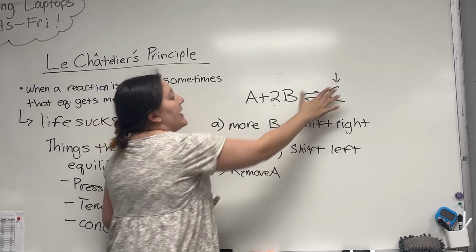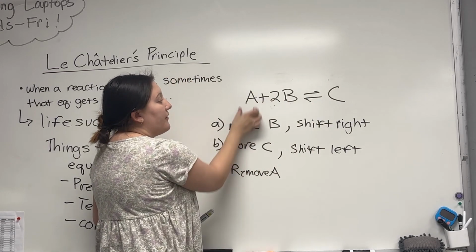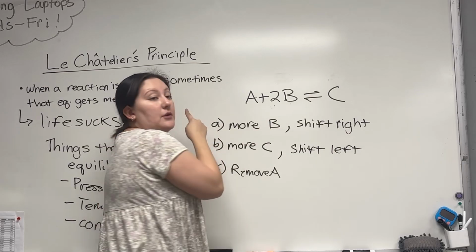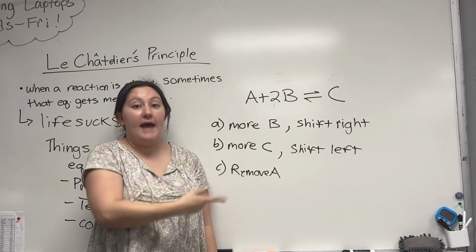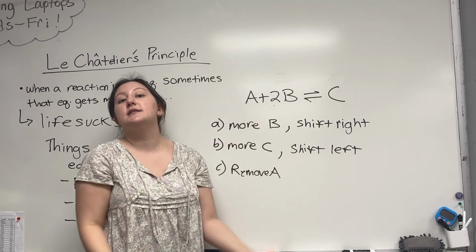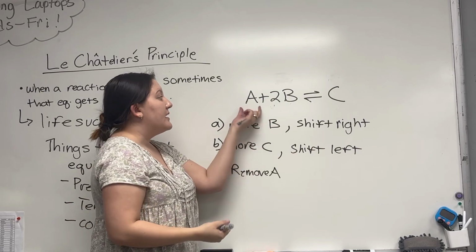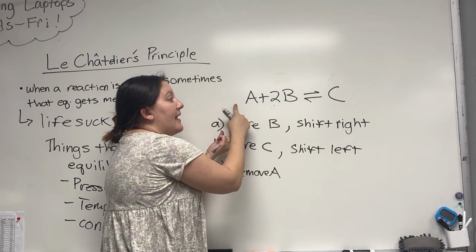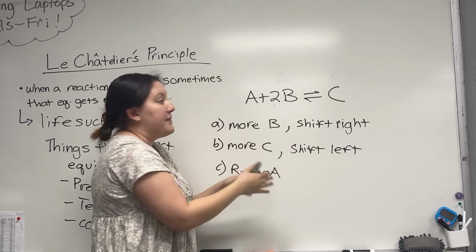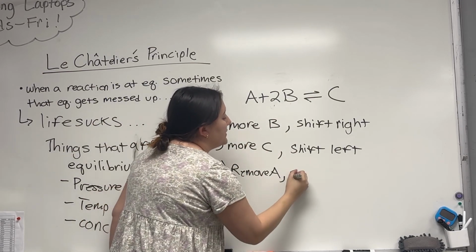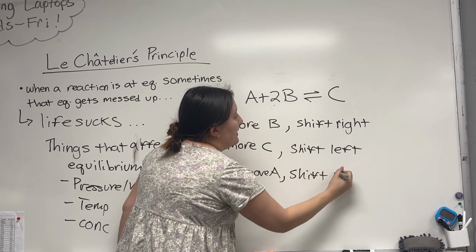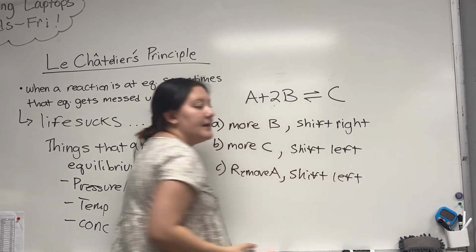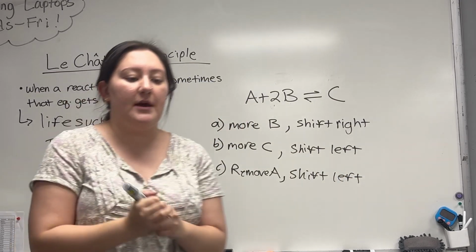If I take A out completely, I remove it, this is immediately going to try to make more of A because all of a sudden there's this gap that needs to be filled. You can think of it that way. If there's no more A, we're gonna have to go in this direction to the left to produce more of the A. Okay, so this one would also be a shift left. All right, so there's some basics to start off with.